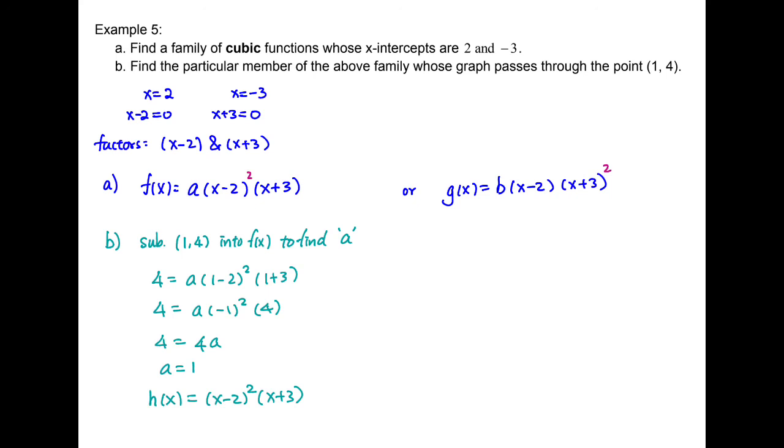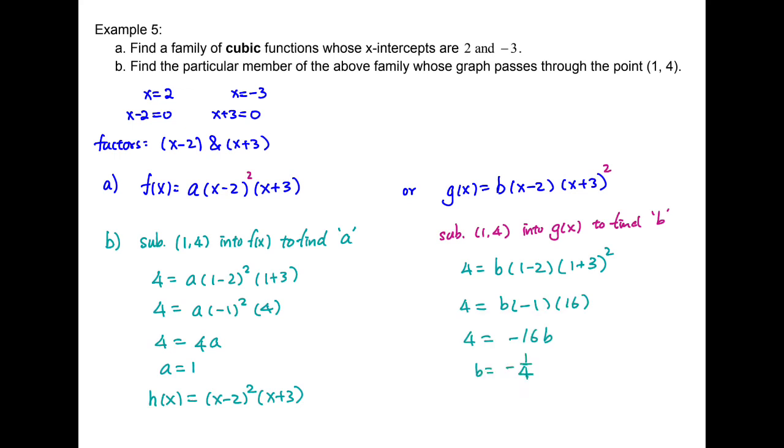Let's repeat the process for the family function g(x). Let's substitute the point (1, 4) into the function g(x) to find the value of b. Then we substitute 4 into the y, 1 into the x, simplify it, and we solve for b. b is negative 1 over 4. So let's call this particular member k(x) equals negative 1 over 4 times the quantity x minus 2 times x plus 3, whole thing squared.